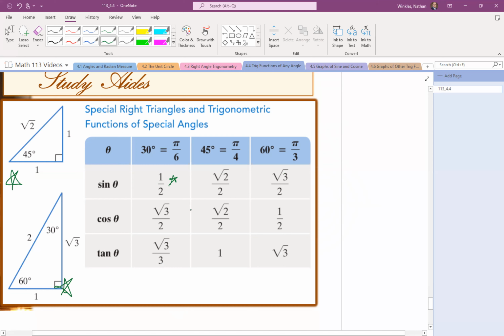Notice that for 30 versus 60, sine of 60 is equal to cosine of 30. We used our co-functions. So sine of 60 is root 3 over 2, cosine of 60 is 1/2, and tangent of 60 is root 3. If you learn this table, this will help you learn the unit circle, or if you learn the unit circle, you don't have to worry about learning this table.